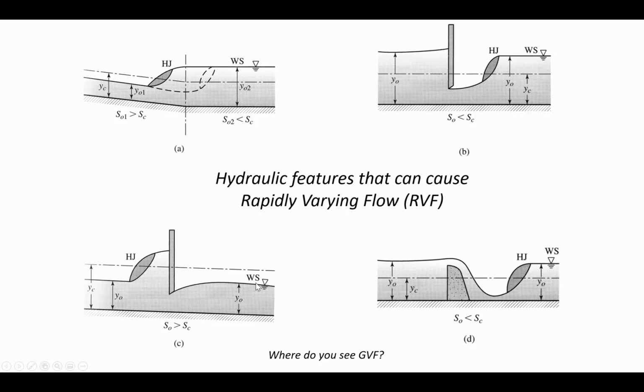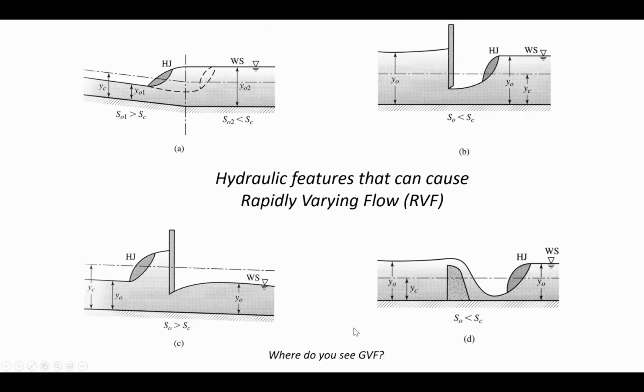to where it once again achieves the normal depth. And so this is gradually varying flow. There's gradually varying flow after the underflow gate until the hydraulic jump starts, and then it's rapid. Here is gradually varying flow as the water approaches the underflow gate.